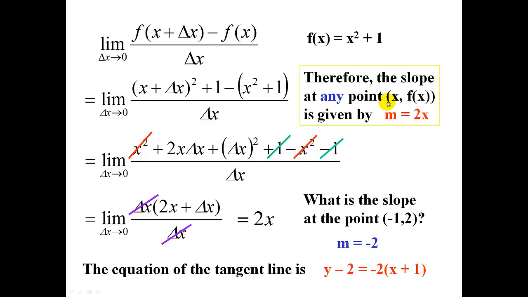So notice a couple of things that are different from what you've done before. Since this function is not a line, its slope is constantly changing. And in fact, its slope is given by the function 2x. At the instant the point is -1, 2, the slope happens to be -2.